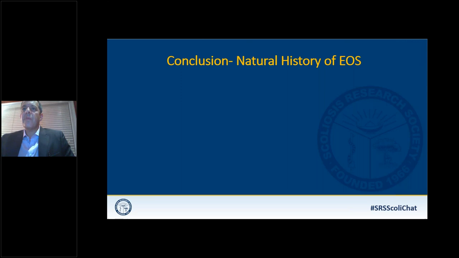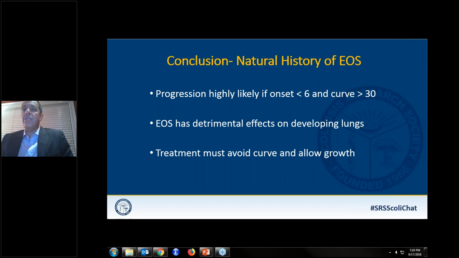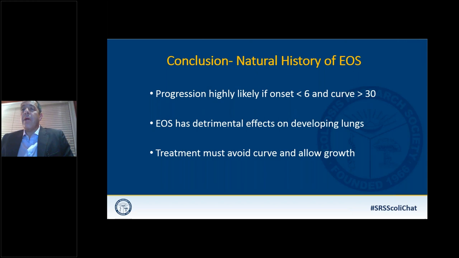Finally, in conclusion, early onset scoliosis is a difficult disorder. Progression is quite likely if the age of onset of a 30 degree curve is before 6 years of age. As well understood at this point, early onset scoliosis has detrimental effects on the developing lungs, and treatment must at all costs avoid fusion and allow growth. And you'll hear a lot more about that in the next 45 minutes.